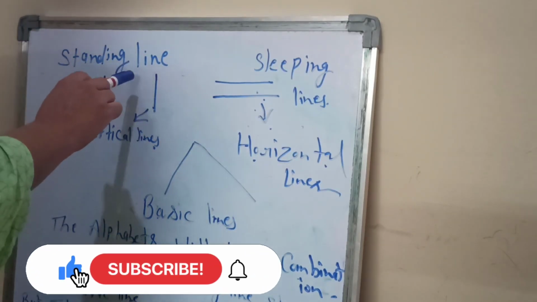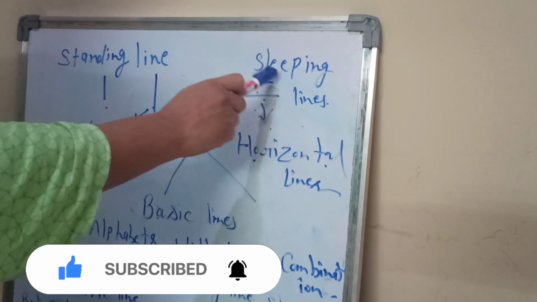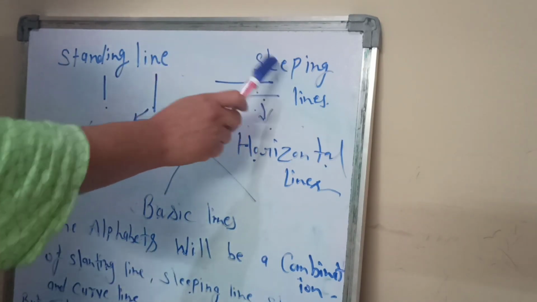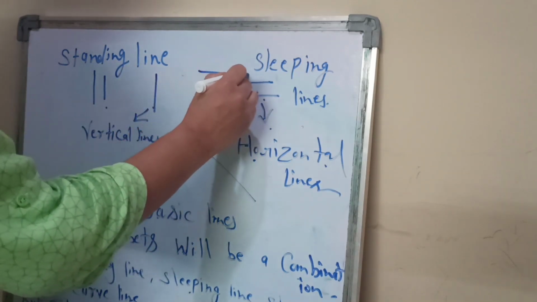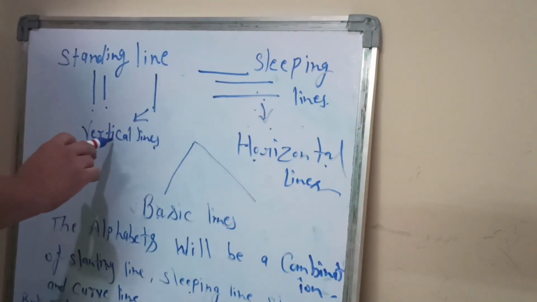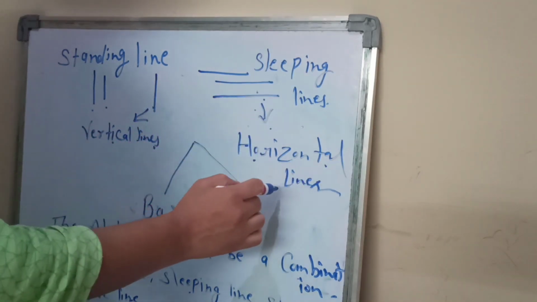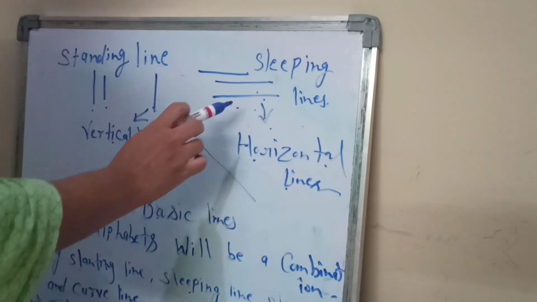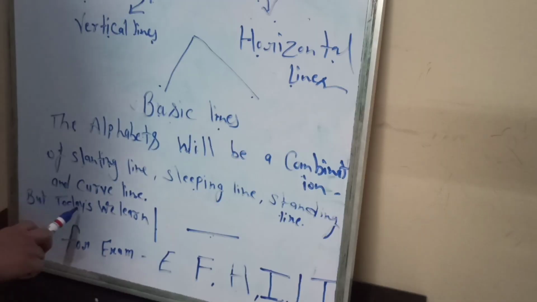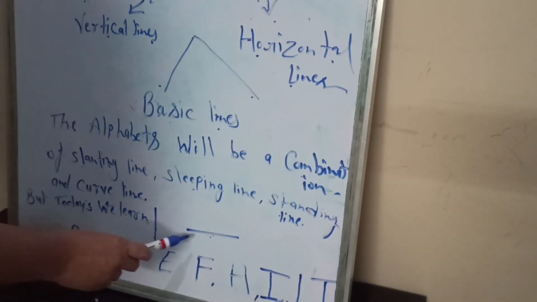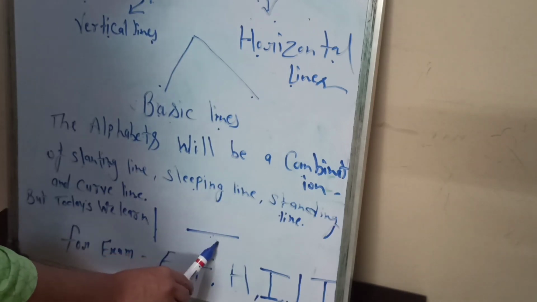Hello kids, today we are learning standing line and sleeping line. Standing lines are vertical lines and sleeping lines are horizontal lines. Okay, both are basic lines. Today we learn standing line and sleeping line.